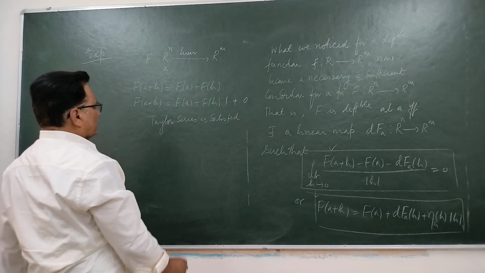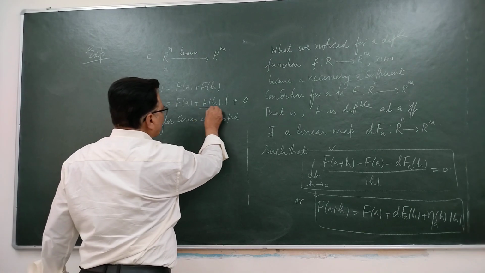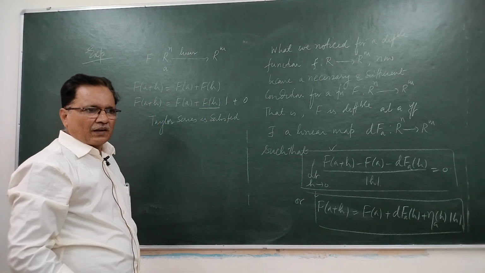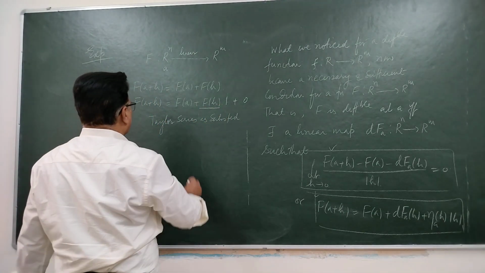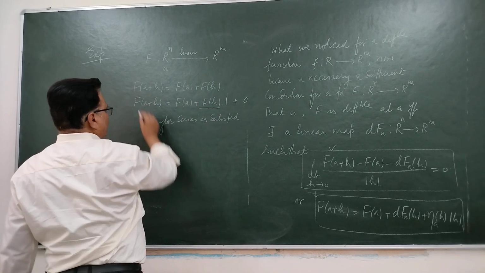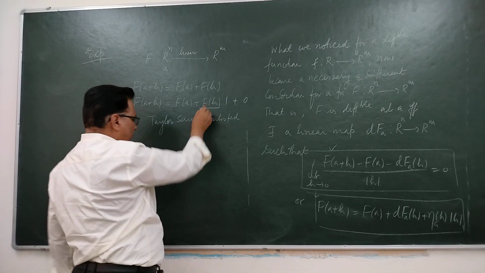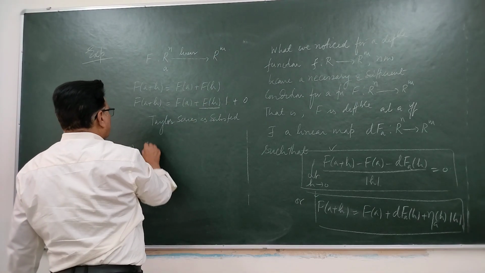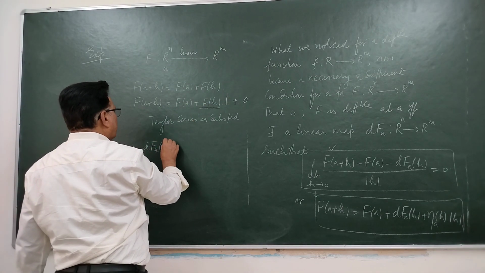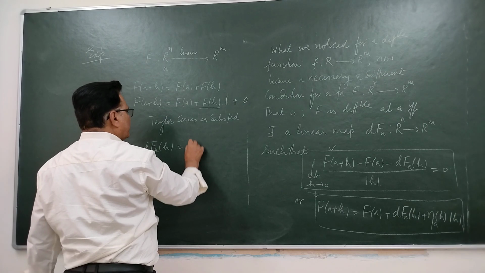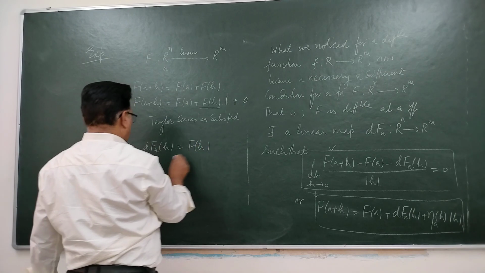Okay. And what is the derivative? Derivative is f(h). So this implies that the derivative of f is the same as f itself. This implies df(h) comes out to be equal to what? It comes out to be equal to f(h).